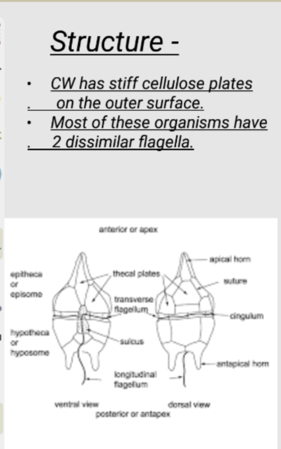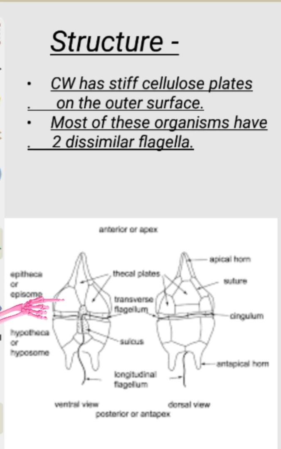Then the next is, let's study the structure of these organisms. We all know that these are protists, that is, they are unicellular eukaryotic organisms, that is, single-celled organisms. In dinoflagellates, the single cell is surrounded by a plasma membrane and also a cell wall. This cell wall, which gives the dinoflagellate a particular shape, is made up of stiff cellulose plates. These stiff cellulose plates are also called thecal plates.